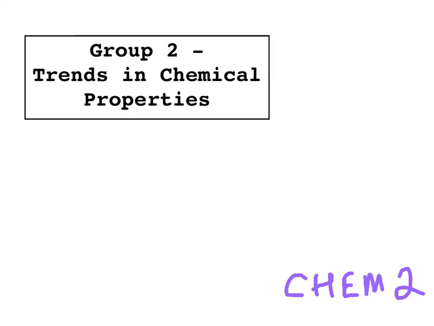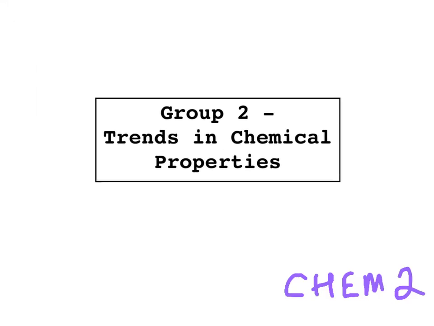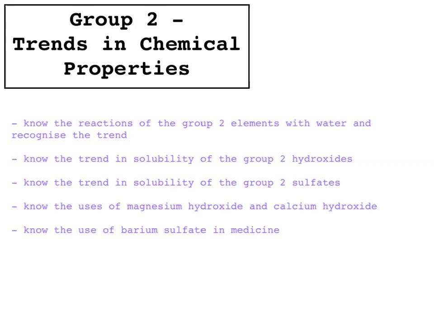This video is on the trends in the chemical properties of group 2 elements. Our aims for this video are to know the reactions of the group 2 elements with water and recognise the trend, know the trend in solubility of the group 2 hydroxides, know the trend in solubility of the group 2 sulfates, know the use of magnesium hydroxide and calcium hydroxide, and know the use of barium sulfate in medicine.